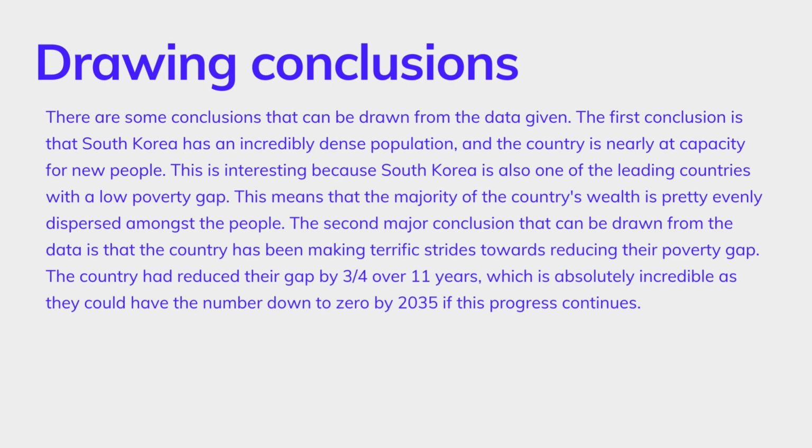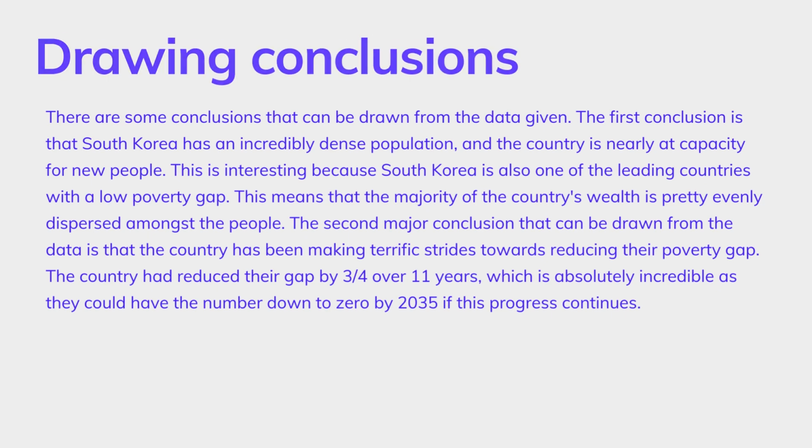And the second major conclusion that can be drawn from the data is that the country has been making terrific strides towards reducing their poverty gap. And the country had reduced their gap by 3/4 over 11 years, which is absolutely incredible, as they could have the number down to 0 by 2035 if this progress continues.